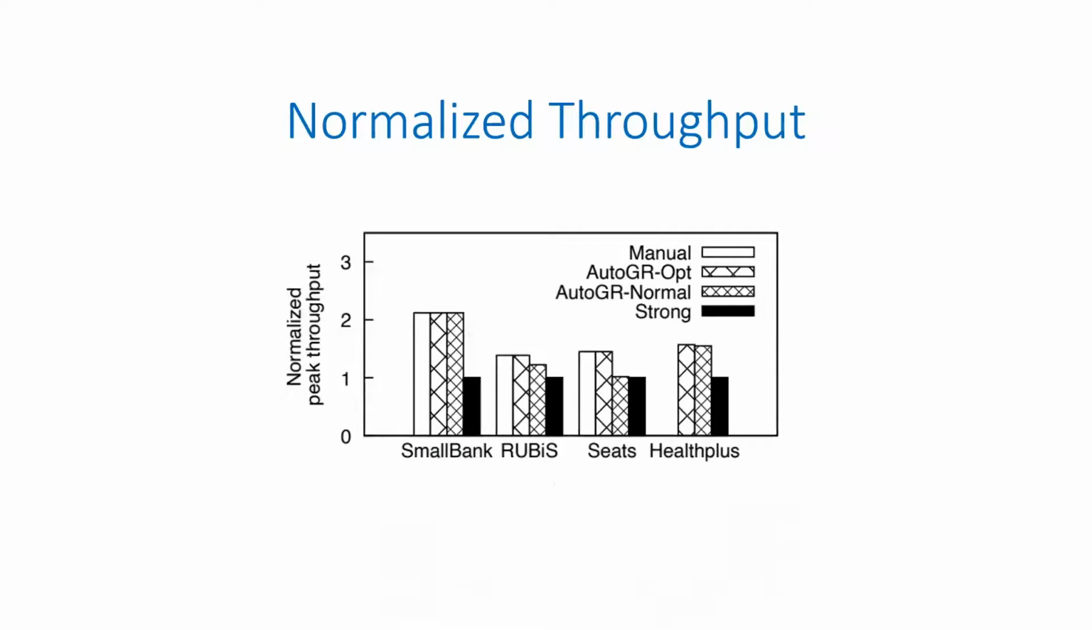And if you look at the normalized throughput, this is normalized to the Strong version of all the 4 configurations. AutoGR OPT actually performs the best of all, achieving as good performance as manual. Again, throughput also depends on the restrictions. It achieves a speed up ranging from 1.39 to 2.12 times compared to Strong. So that's what their evaluation says: AutoGR is having high throughput and less latency.